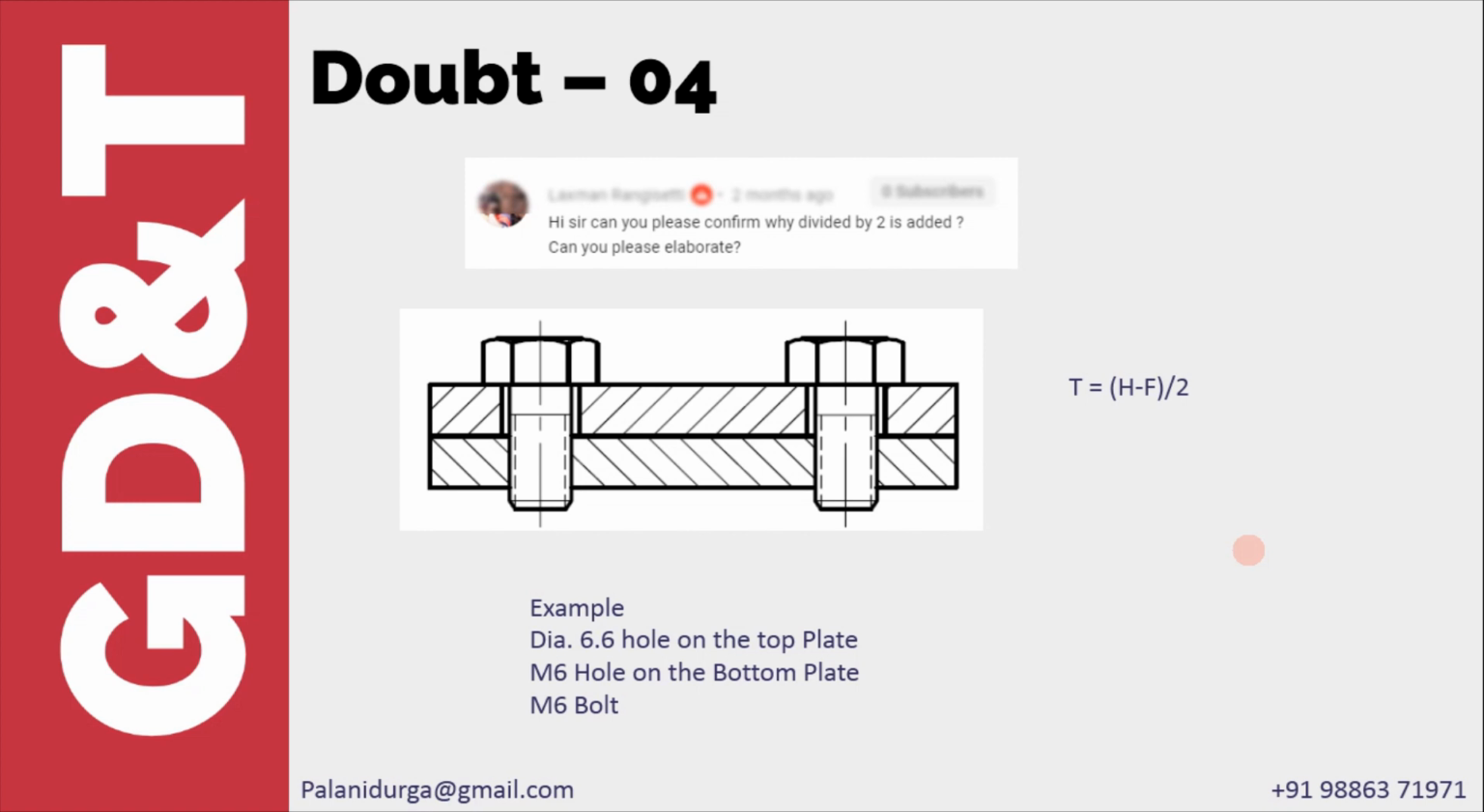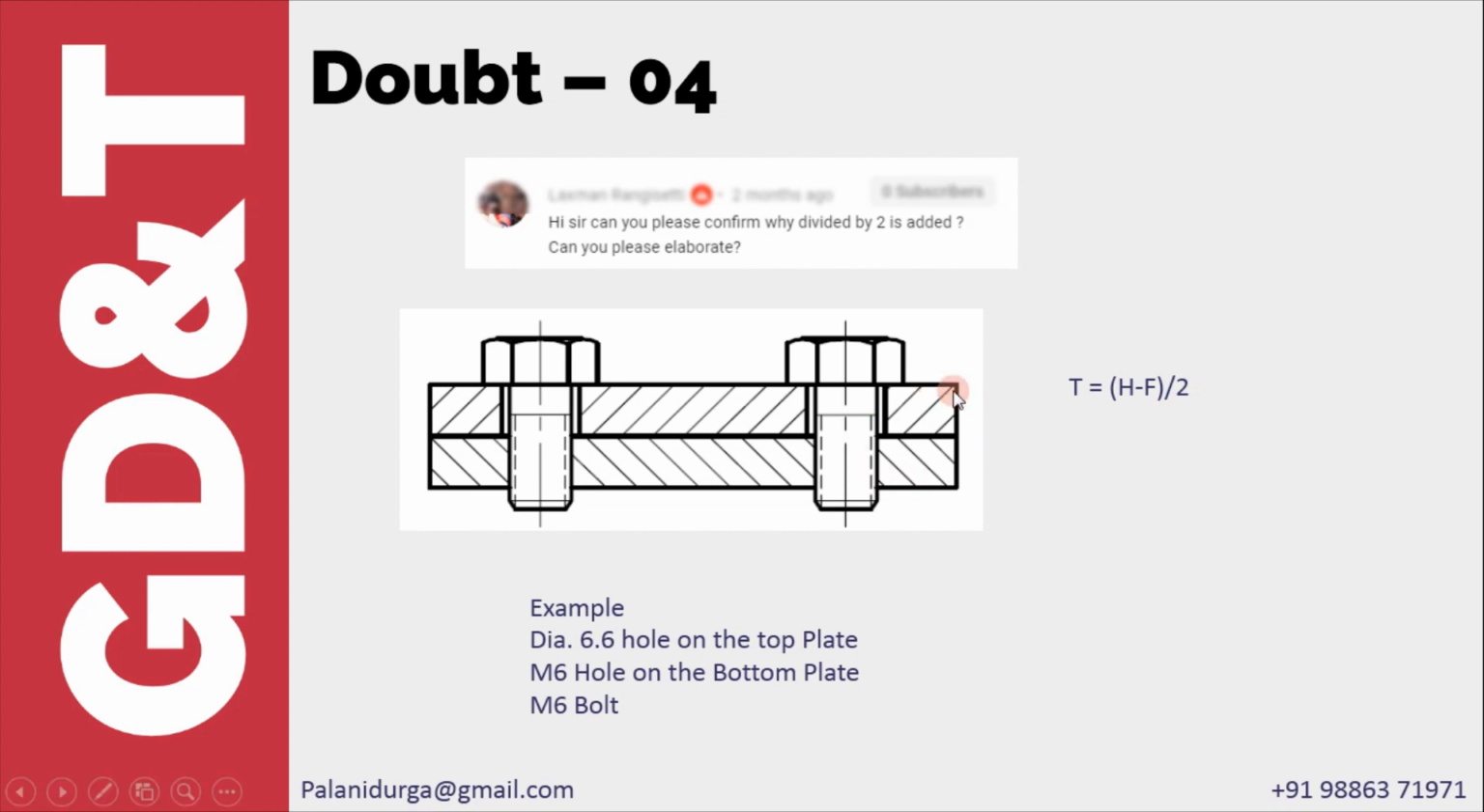The positional tolerance for a fixed fastener is the maximum material condition of the hole minus the maximum material condition of the fastener, divided by 2. So the viewer's question is, why should it be divided by 2? To understand this, let us take an example.